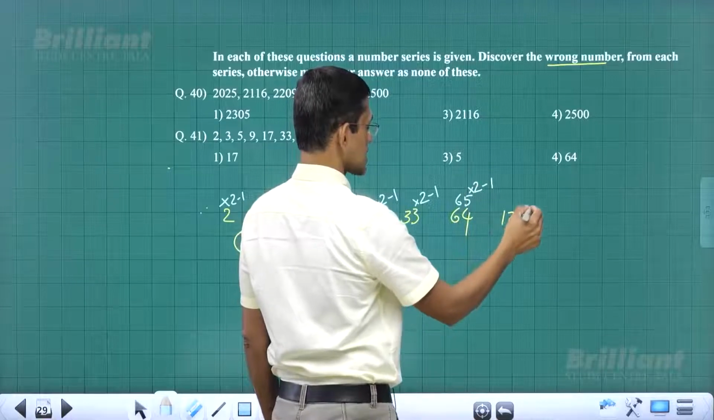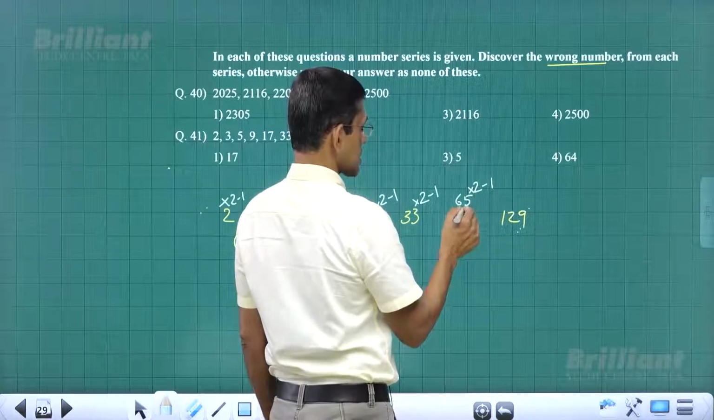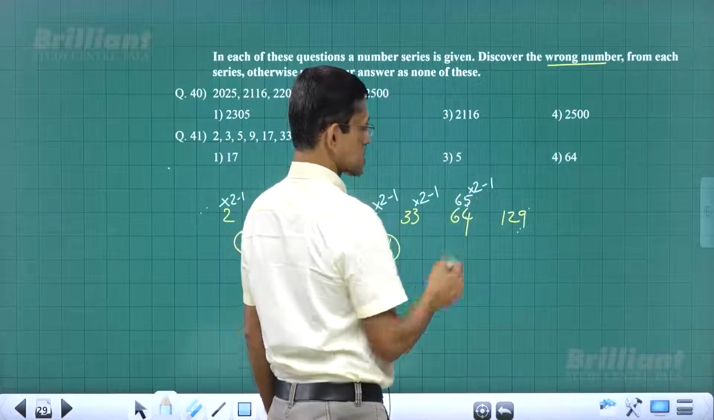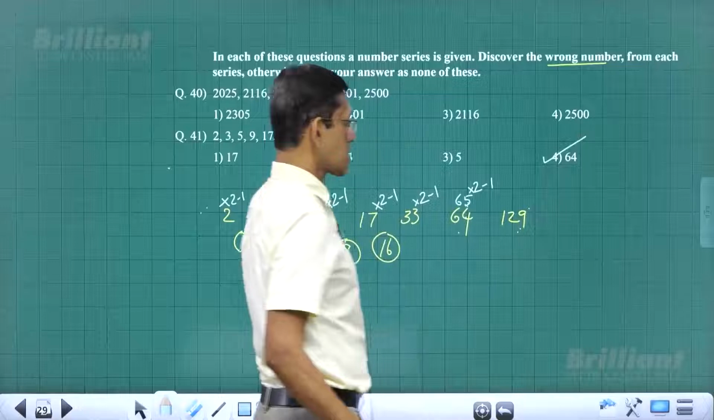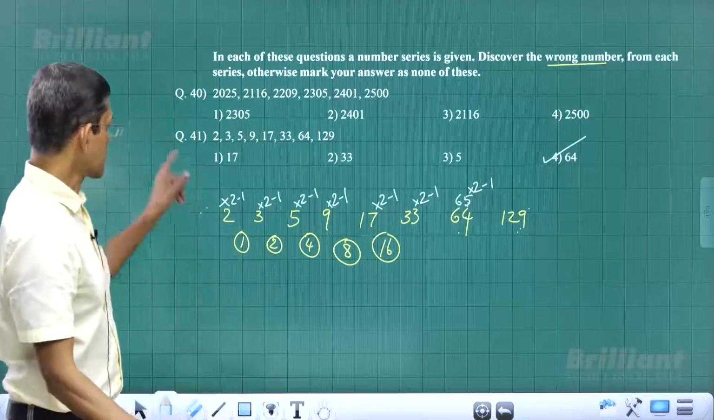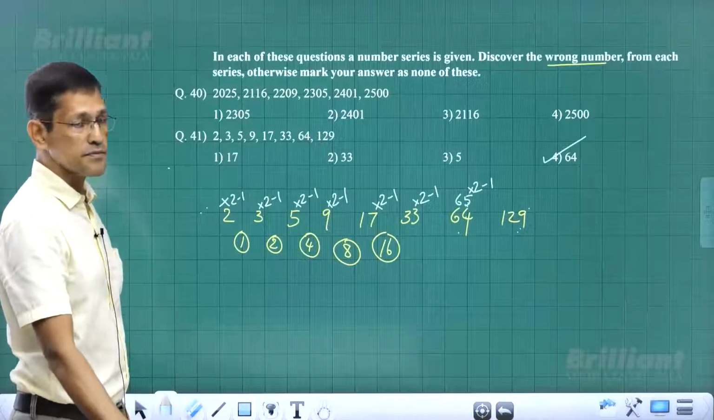So 129 is correct, but 64 is wrong. It's supposed to be 65 here. So the wrong number is what? 64. So 64 is the wrong number in question number 41.